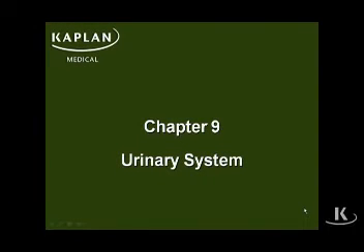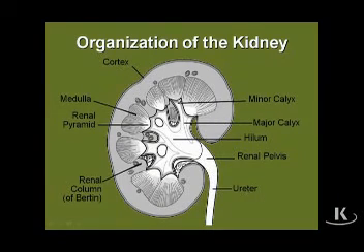Chapter 9 in histology deals with a review of the urinary system. And we first begin our tour of the urinary system by looking at the overall organization of the kidney. Anatomically, the kidney consists of an outer cortex and an inner medulla.